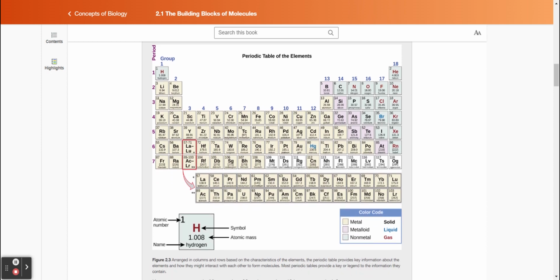Visual connection. Figure 2.3. Arranged in columns and rows based on the characteristics of the elements, the periodic table provides key information about the elements and how they might interact with each other to form molecules. Most periodic tables provide a key or legend to the information they contain.